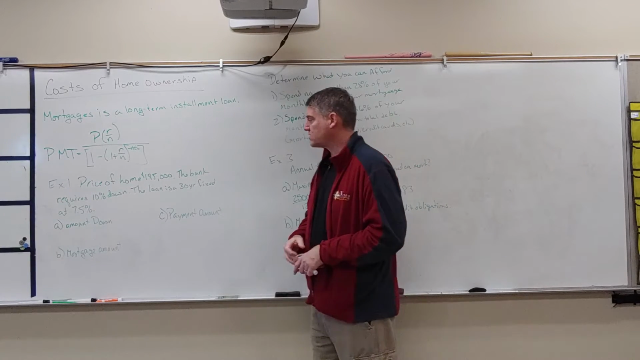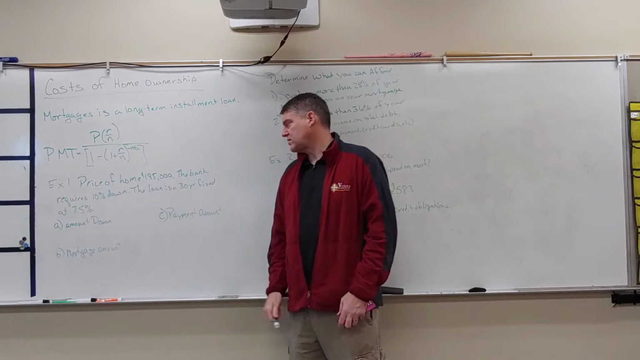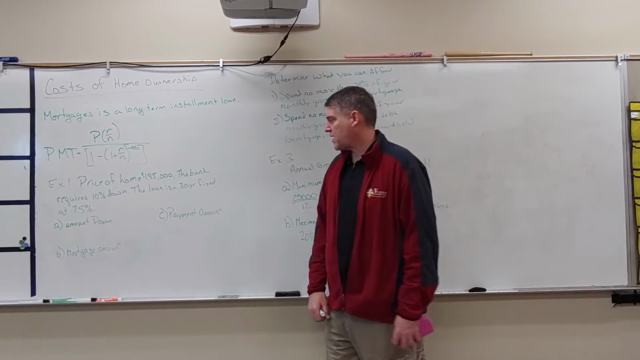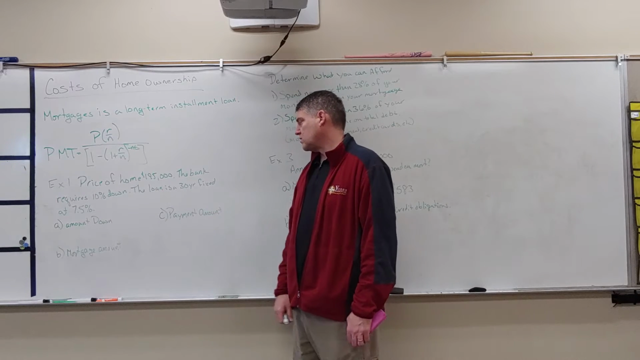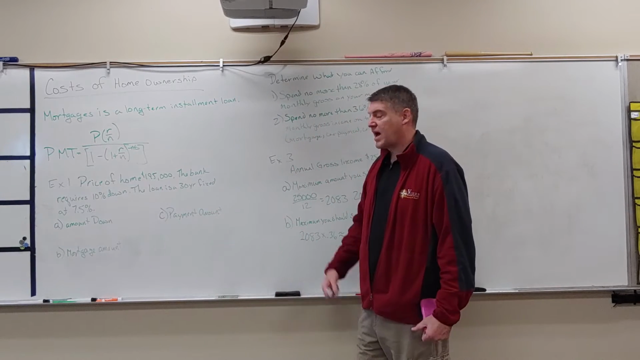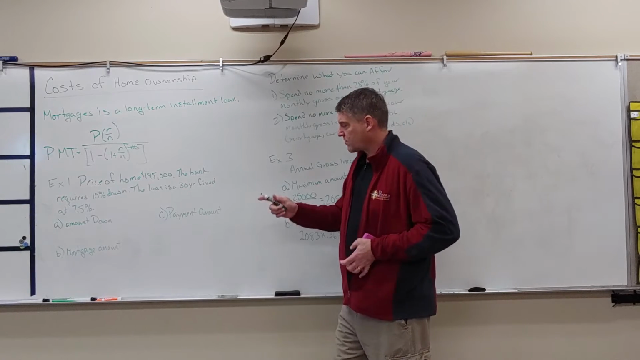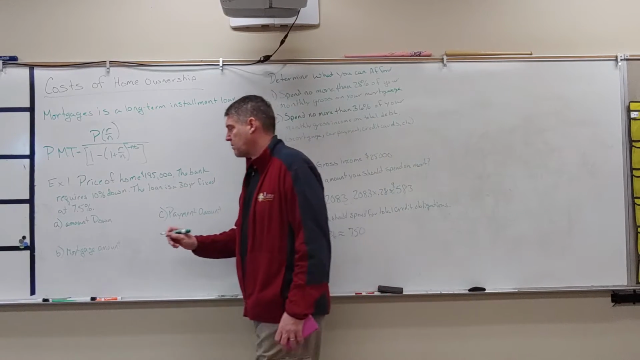And so now our first example says the price of a home is $195,000. The bank requires 10% down. The loan is a 30-year fixed at 7.5%, okay? So the first thing we need to know is how much down payment we have.